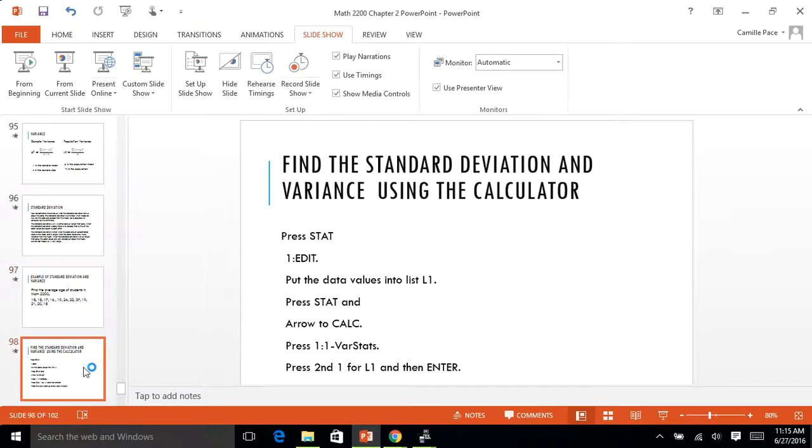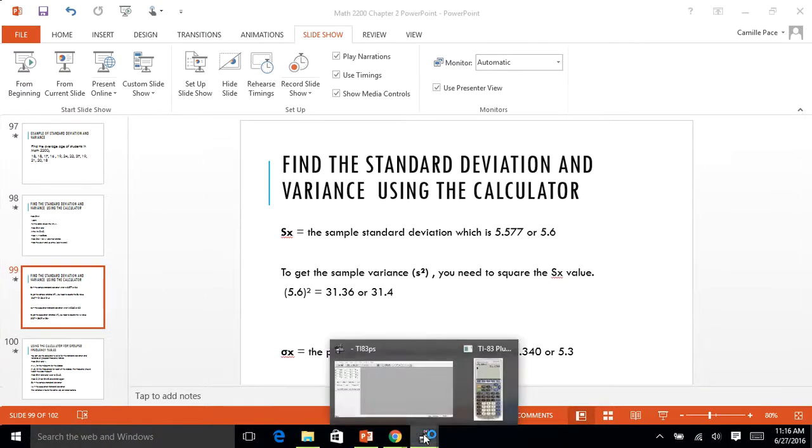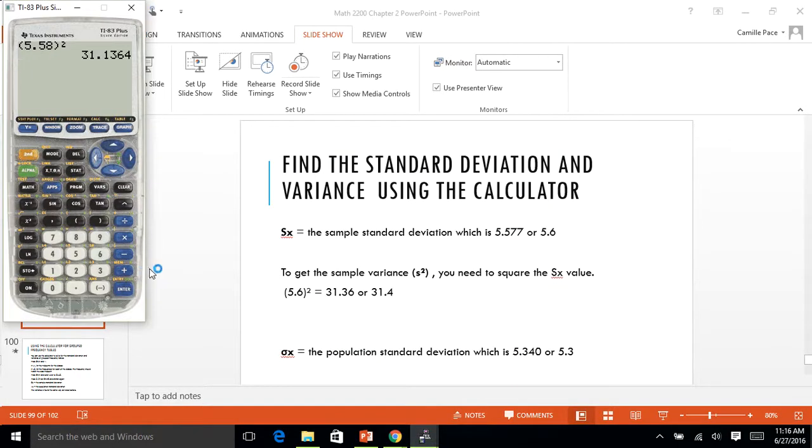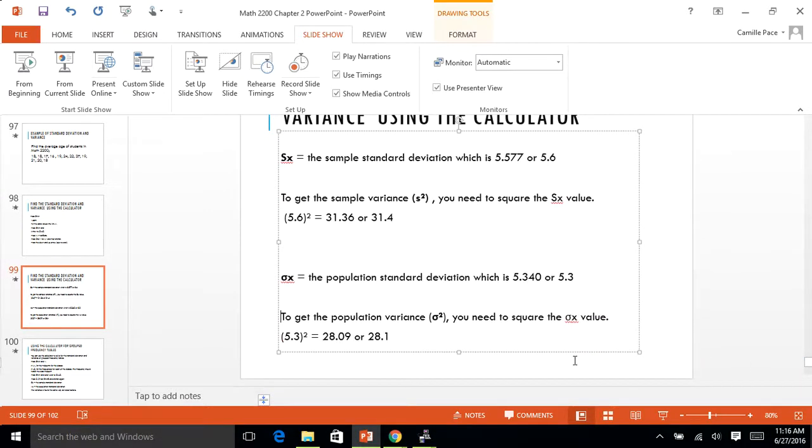Okay, so let me keep going back to the PowerPoint. We saw how to do that. So right here, if my sample standard deviation was 5.577 or 5.6, all I need to do is square that to get that value. I was off on the calculator because I put 5.8, but it was close. And for the population standard deviation, I got 5.34, and if I square that, I get 28.09.